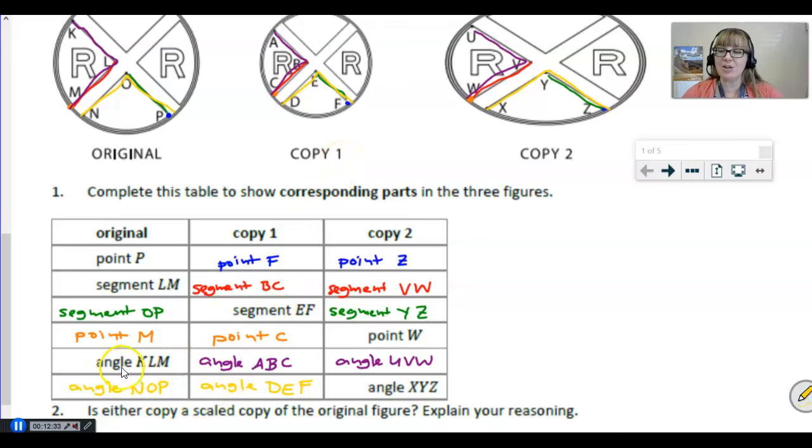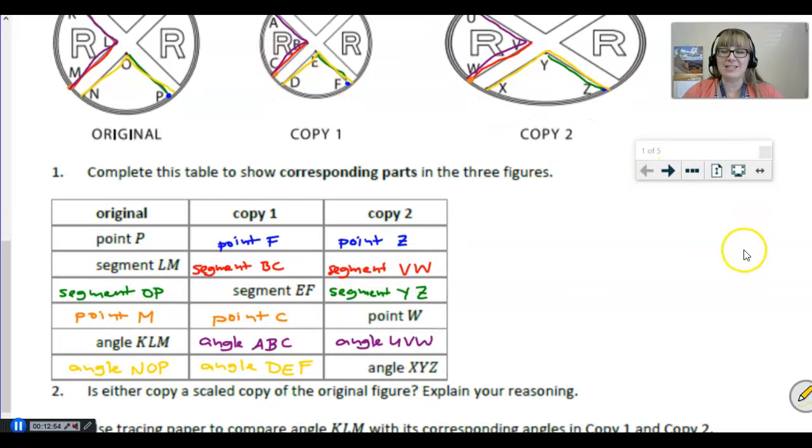Ones to mention, angle KLM. KLM corresponds to angle ABC and angle UVW. The angles can be a little bit tricky. Make sure that you're paying attention to the order of the letters. We started with K, then L, then M, so we start with A, then B, then C.